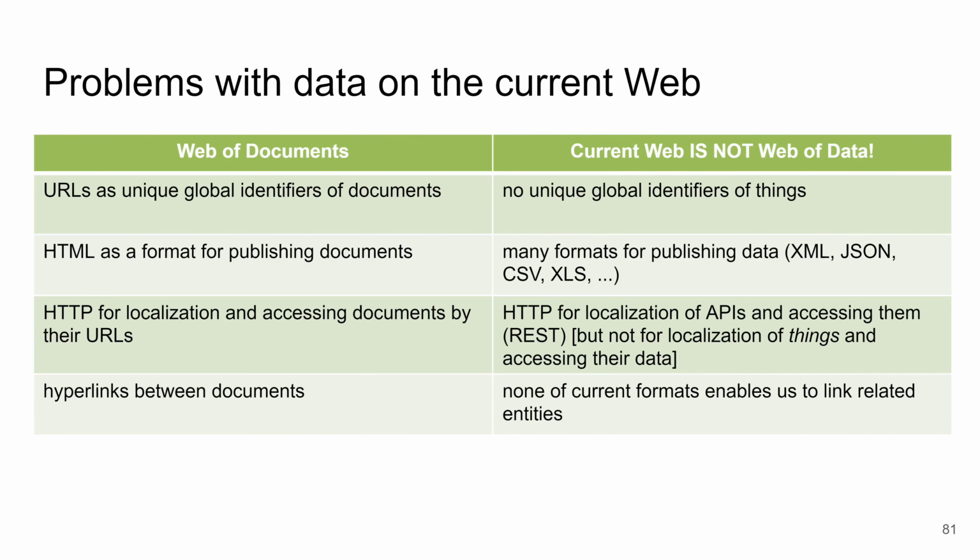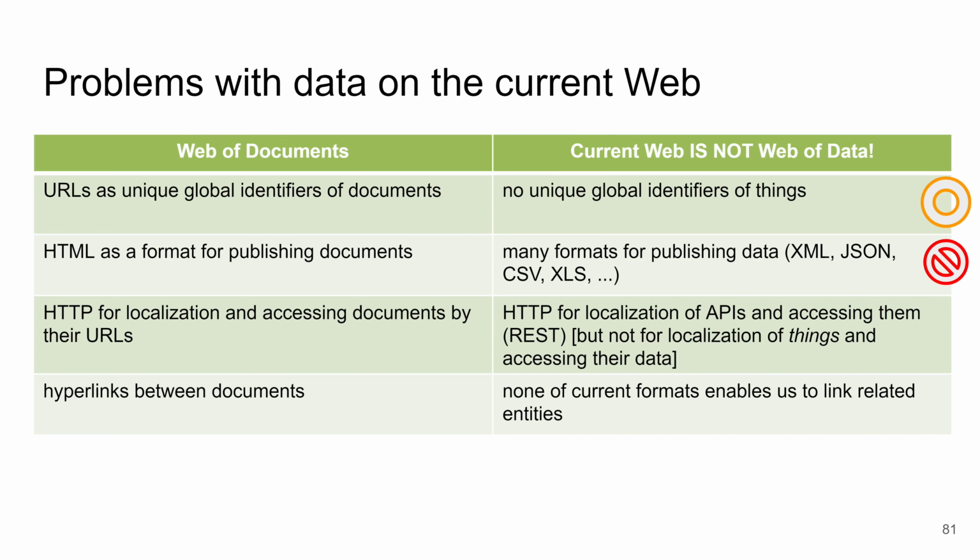Well, let's take a look at the web of documents as we know it, and the principles it is built on, and the state of the data on the web nowadays. Well, where the web of documents has URLs as the unique global identifiers of documents, there are no global identifiers of things in the current state of the web. There are identifiers of the APIs, but then the things represented in those APIs have proprietary identifiers.